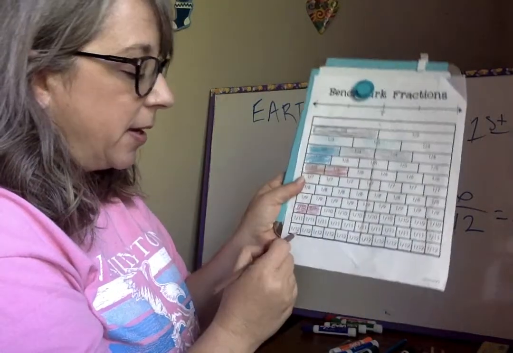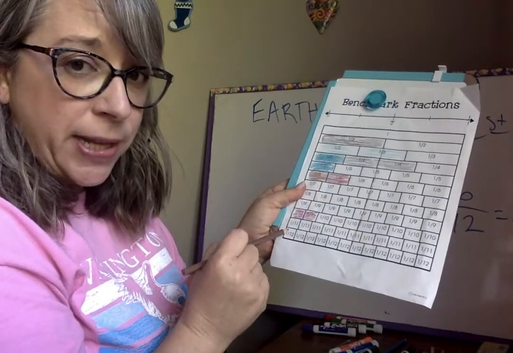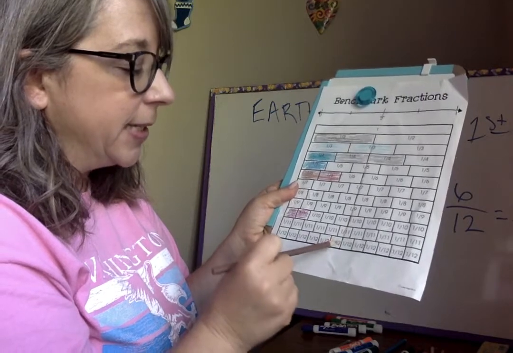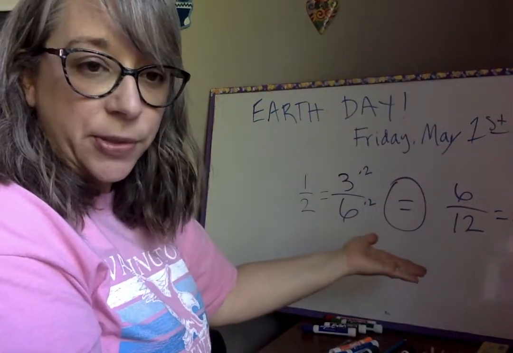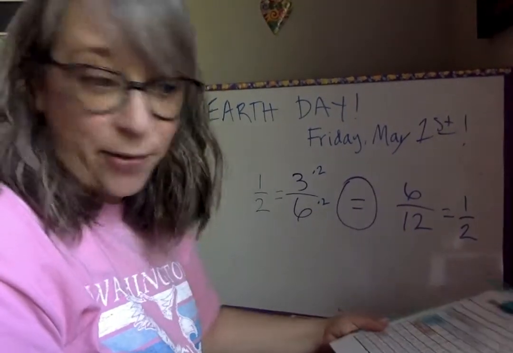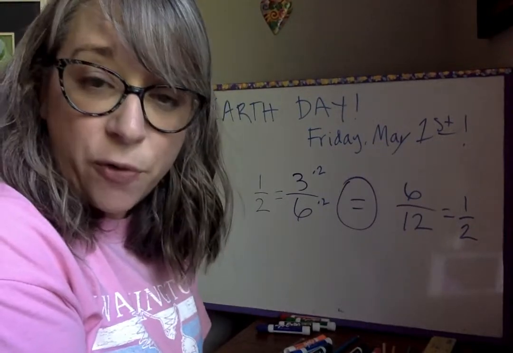Oh, well, looky there. Our 12ths will be equivalent to a half. How many 12ths do you think that would be? 6. 1, 2, 3, 4, 5, 6. 6/12 is equivalent to 1/2, as we proved right here. So, now, there. See, now it's true. Okay, so that is our lesson for today.